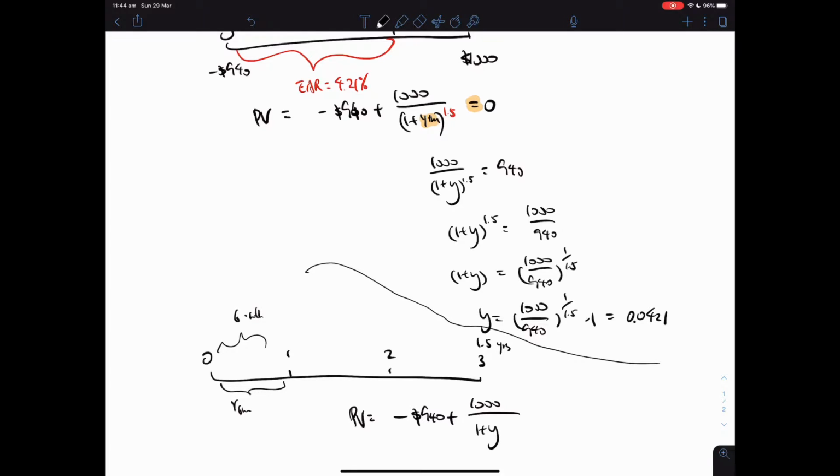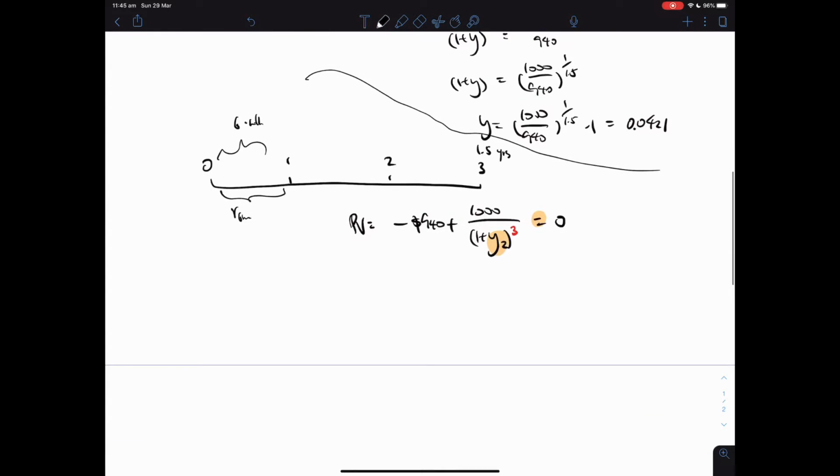plus yield to maturity, let's say Y2, to the power of, what's the term here? The term here is 3, because there are three 6 months. And that gives you 0. Why? Because that's the definition of the yield to maturity. It is a rate, a number that sets this equation to be 0, right? And you can solve it.